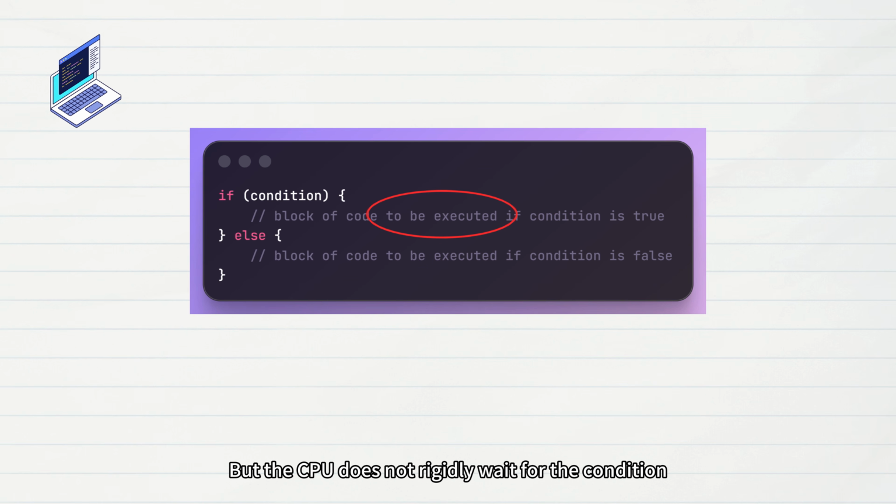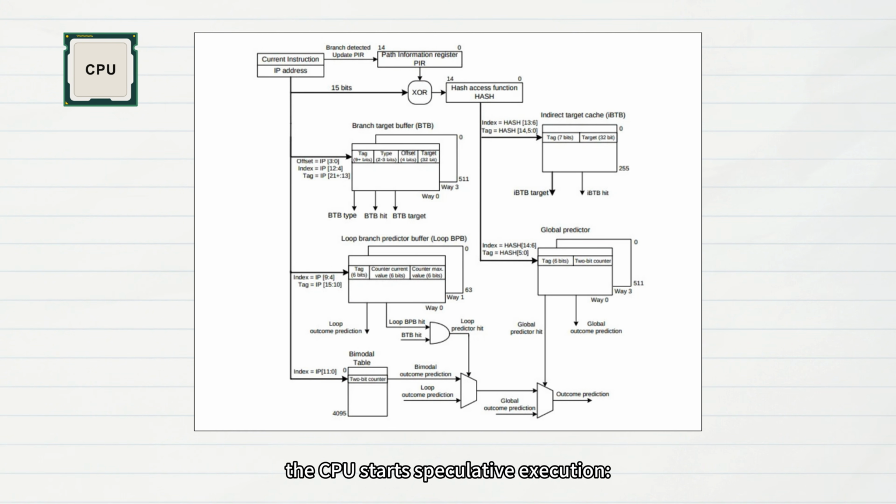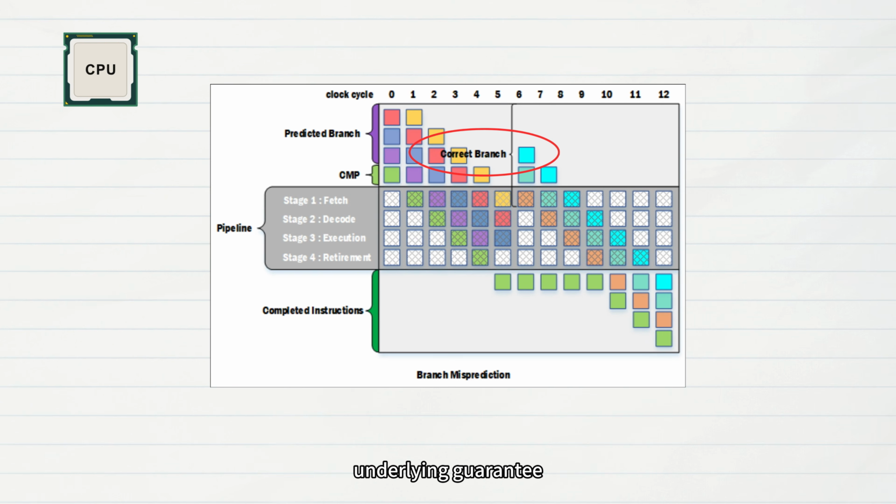But the CPU does not rigidly wait for the condition computation to complete. To avoid pipeline stalls, it quickly predicts whether the current condition is likely true or likely false, based on historical execution patterns and branch trigger probabilities. After making the prediction, the CPU starts speculative execution, prefetching branch instructions, executing the logic of the predicted branch in advance, and temporarily caching the intermediate results. When the actual condition result is computed, it directly reuses the pre-computed data, saving waiting time. This is the core underlying guarantee for the smoothness and responsiveness of daily software.